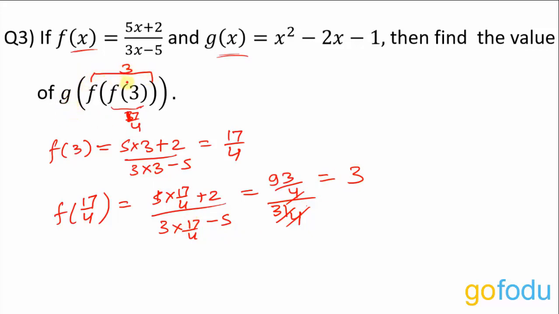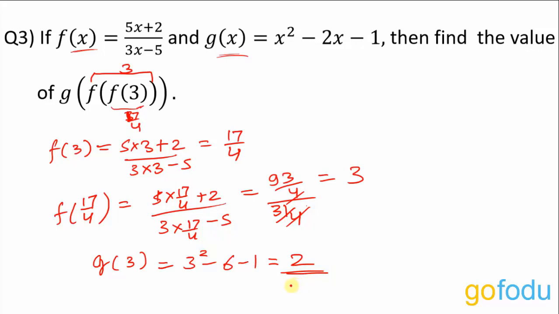Now we have to find g of 3. g of 3 is what? Put 3 in place of x. 3 square minus 2 into 3 minus 1. 3 square minus 6 minus 1 is 2. This is the final answer.